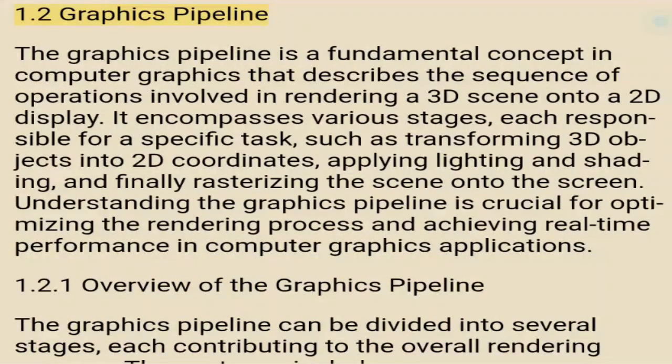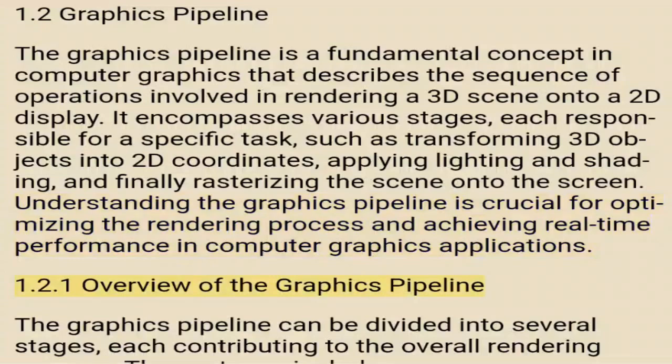1.2 Graphics Pipeline. The graphics pipeline is a fundamental concept in computer graphics that describes the sequence of operations involved in rendering a 3D scene onto a 2D display. It encompasses various stages, each responsible for a specific task, such as transforming 3D objects into 2D coordinates, applying lighting and shading, and finally rasterizing the scene onto the screen. Understanding the graphics pipeline is crucial for optimizing the rendering process and achieving real-time performance in computer graphics applications.